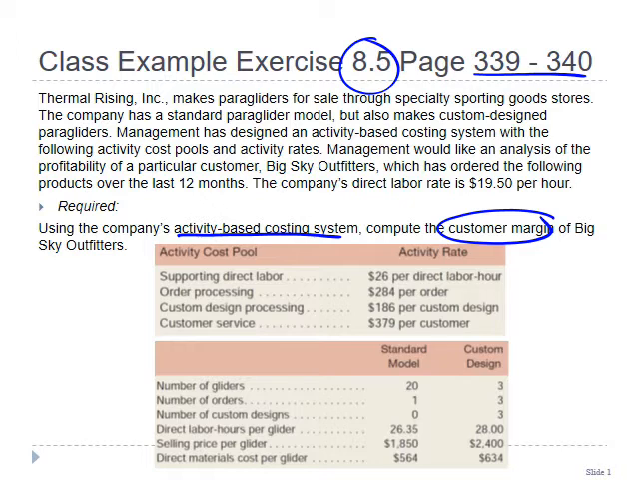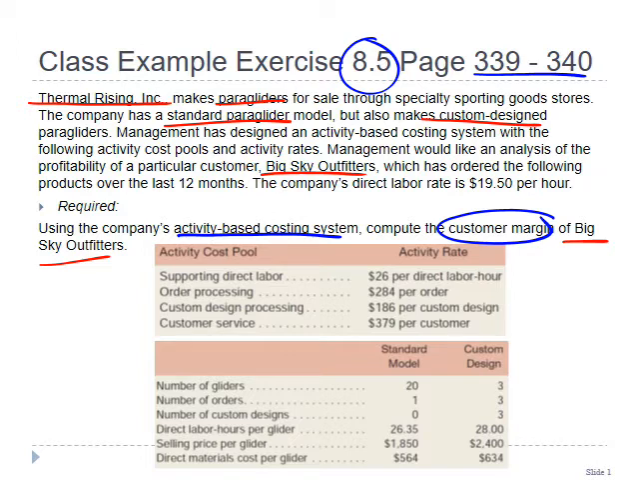So let's basically understand the question. We have a company named Thermal Rising Incorporation that makes paragliders. And they also deal with the custom design as well and also standard paragliders as well. So their customer is Big Sky Outfitters, and they want to know how much profit the customer is giving us.